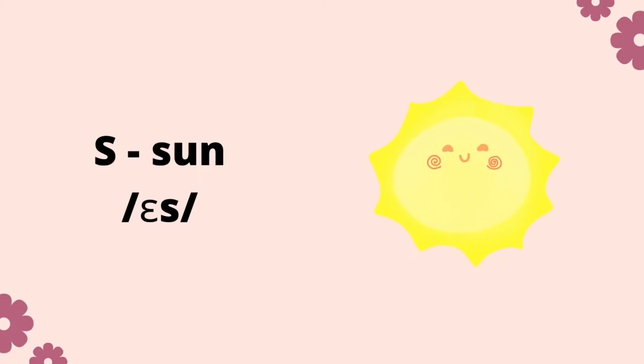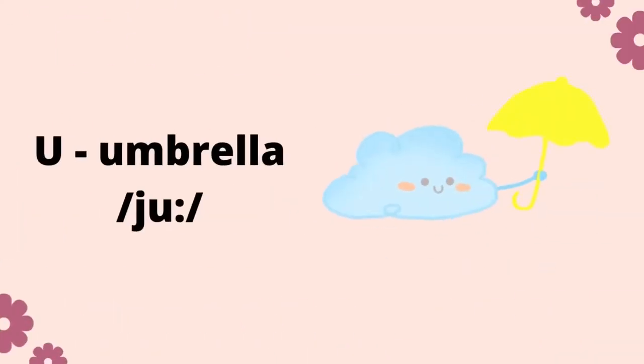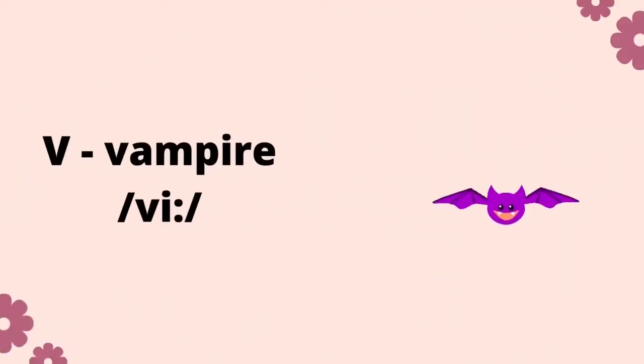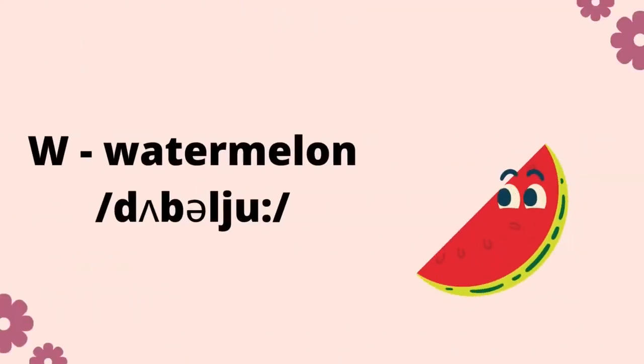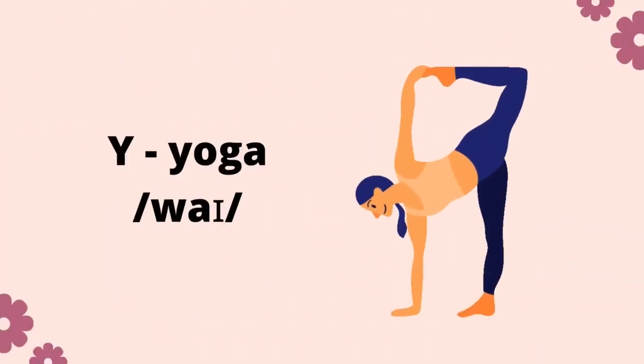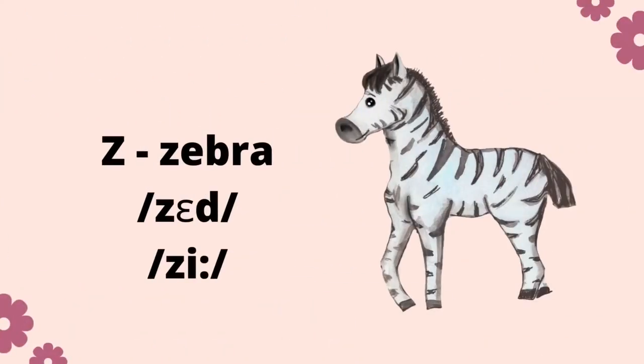S, like in sun, S. T, like in tiger, T. U, like in umbrella, U. V, like in vampire, V. W, like in watermelon, W. X, like in X-ray, X. Y, like in yoga, Y. Z, like in zebra, Z, Z.